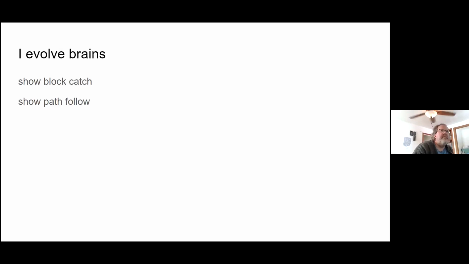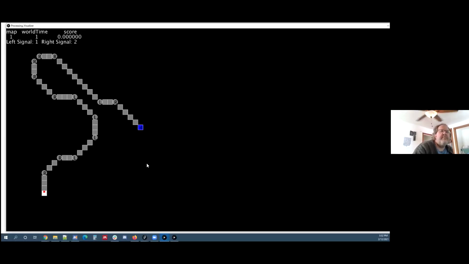Here's another brain. This is a simplified version of the task that Anselmo published, I think last year. This is a path following task where there's a path. There's sort of a trail of breadcrumbs, and along the path there are these right and left turn signals. The trick is that the right and left turn signal values are randomized every time the agent starts on the path, and it has to determine by trial and error what signal is right and what signal is left.